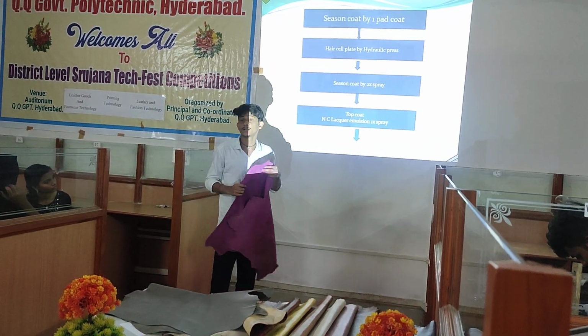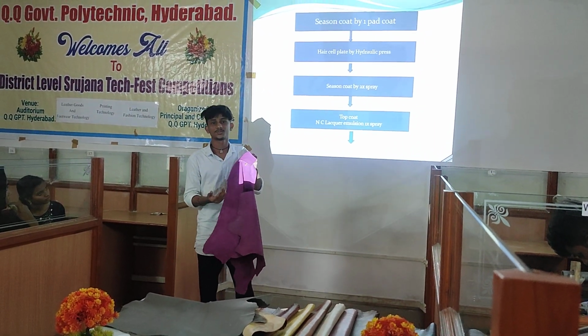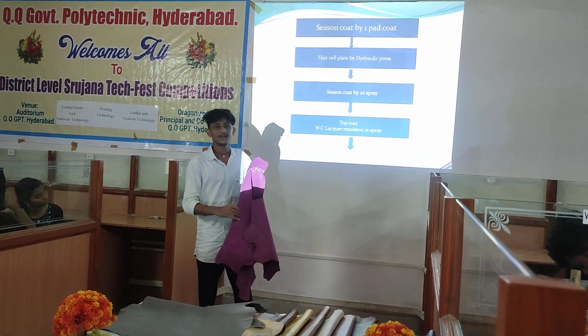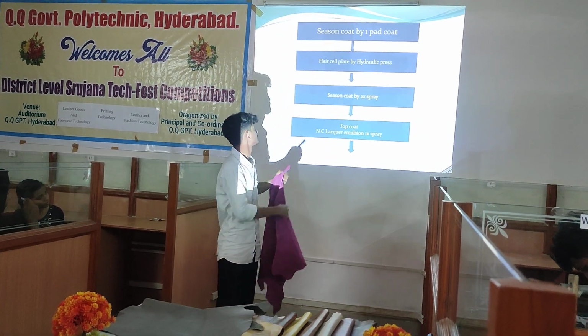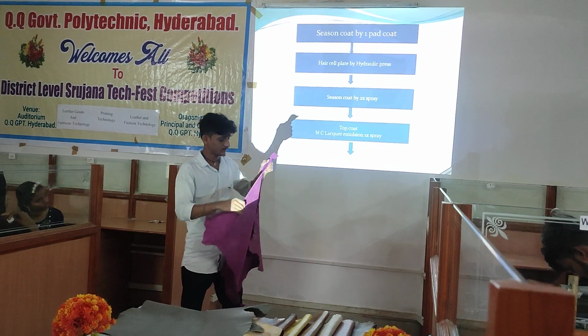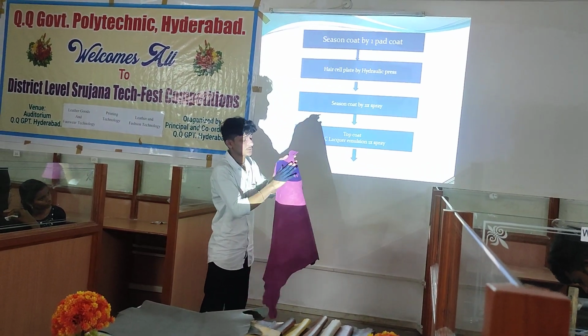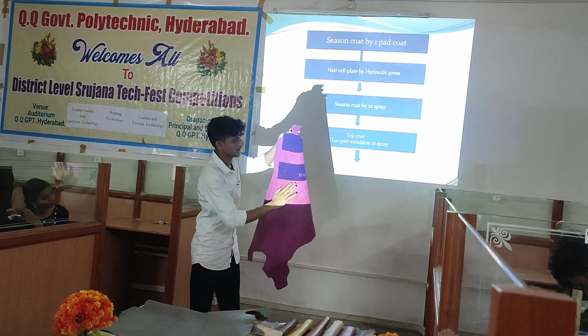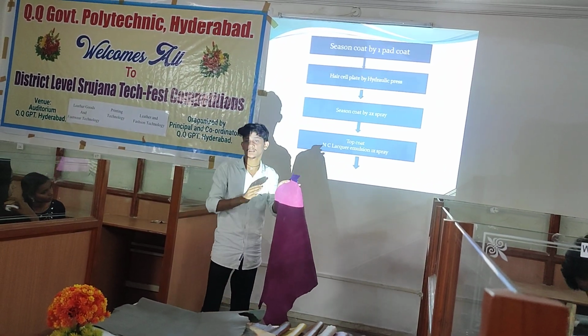Season coat is prepared with some chemicals like pigments, dissolution, wax emulsion, TRO, fillers. These chemicals are used in the season. After making the season, we have to apply the season on the pad coat by 2 cross coats. This is a cross coat section. Next, we have to apply on the opposite sides like this. These are the cross coats.